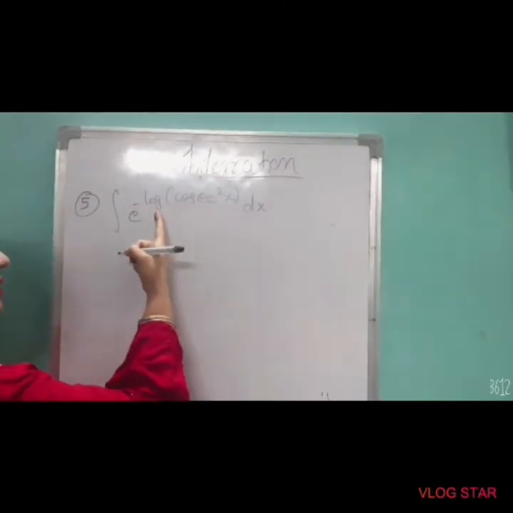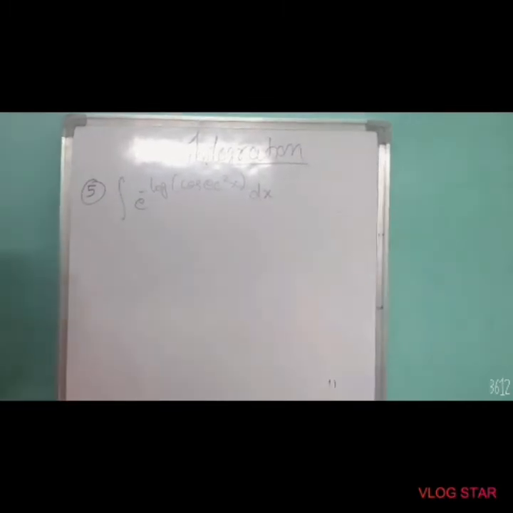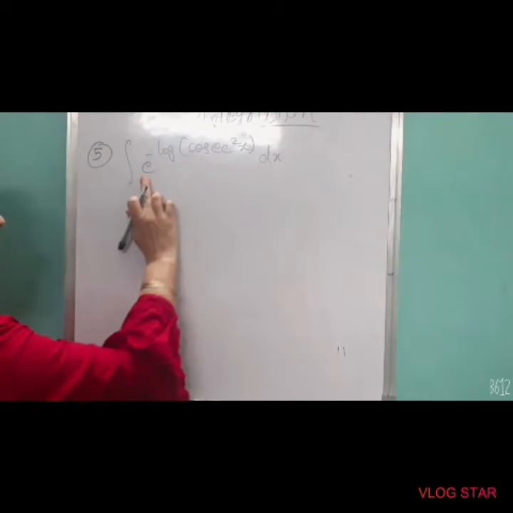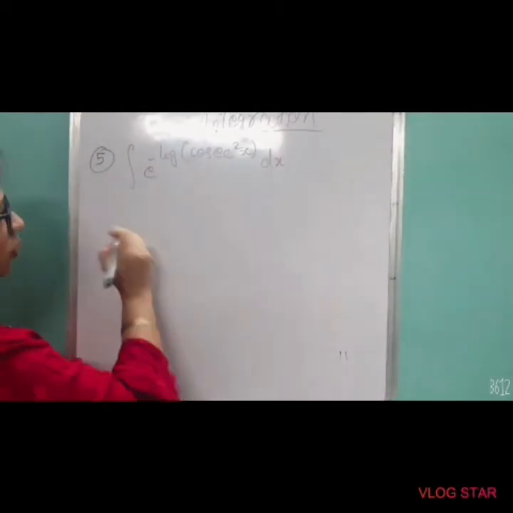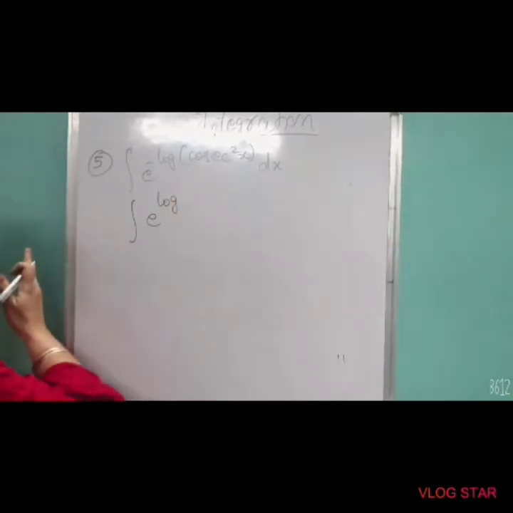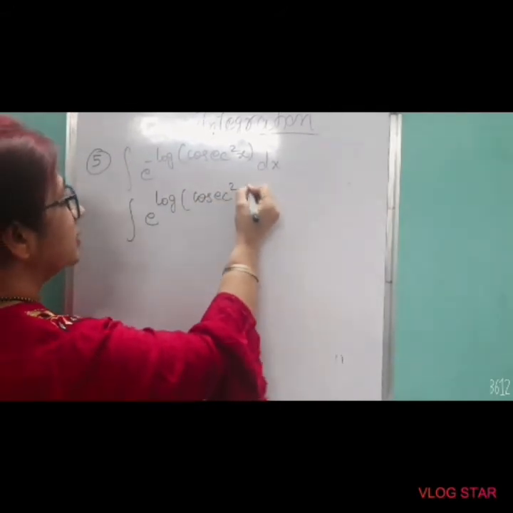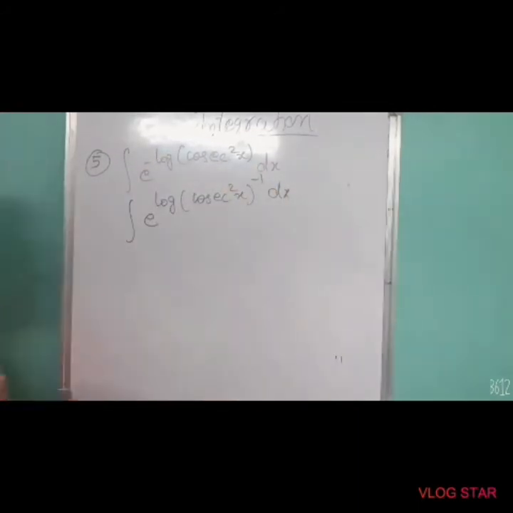Now, the fifth question is e to the power minus log cosec square x into dx. Here we will use the property of the exponent and the log. I will give you some tips about that. Exponential and log are reverse of each other. First of all, there is a property of log: whatever is in front we can write as a power. So I can write it like this, whole power minus 1. This minus went here.